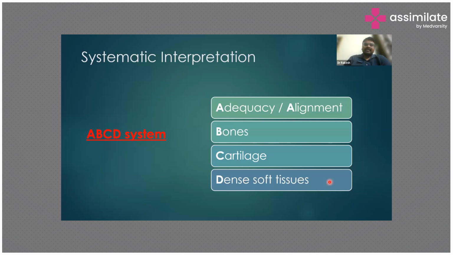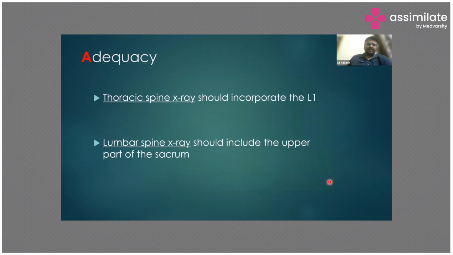Look at the adequacy and alignment, bones, cartilages, and soft tissue densities. Now, adequacy of a thoracic spine X-ray should incorporate the L1. So from the top of T1 to L1 is what you should be able to see in a thoracic spine X-ray, be it AP or lateral. When it comes to lumbar spine, it should include the upper part of the sacrum. So these are the only two basic criteria that are needed to adequately interpret a thoracolumbar spine.